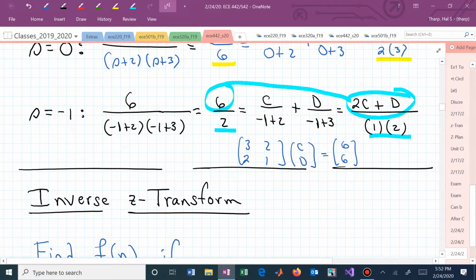So now I'm not quite sure I'm understanding your question. It's 6 over 2, right? So the expression on the left is 6 over 2. The final answer we got was 2c plus d over 1 times 2. That 1 times 2 comes from 2, right?